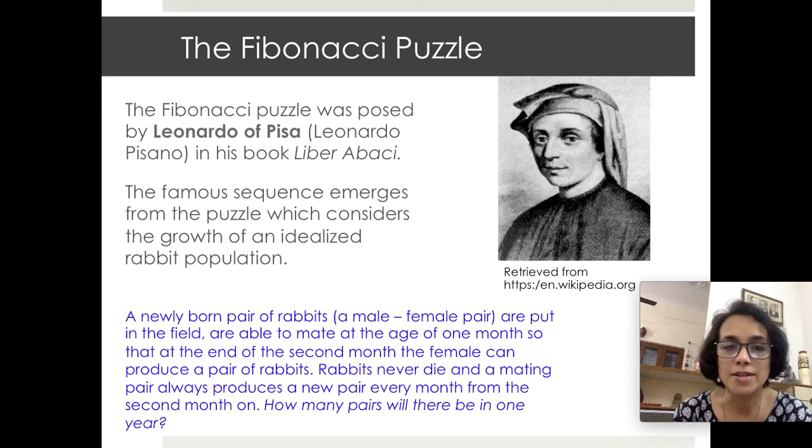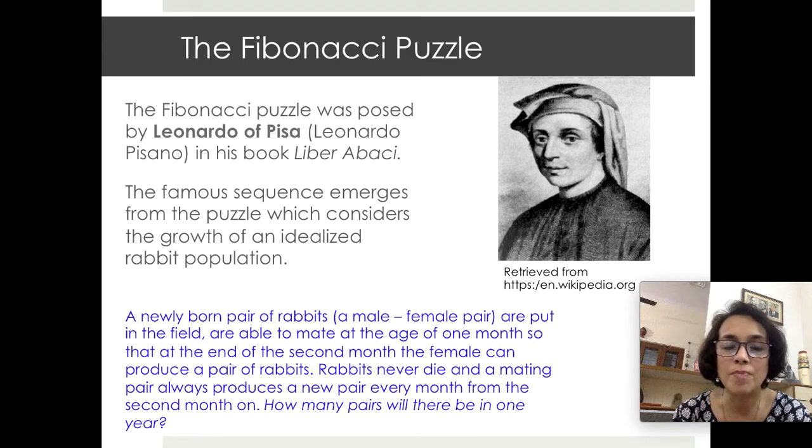The Fibonacci puzzle was actually posed by Leonardo of Pisa, also known as Leonardo Pisano, in his book Liber Abaci. In fact, the Fibonacci puzzle is where we say that the sequence emerged from. So this considers the growth of an idealized rabbit population, and thus goes the puzzle.